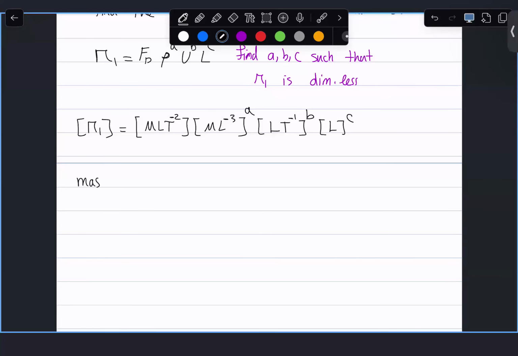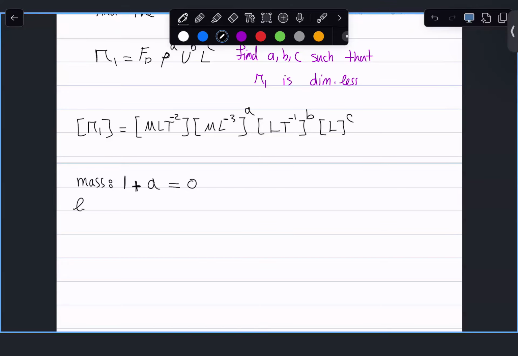So now you basically just count how many masses you have. Can someone tell me how many masses we have? Give me the exponent, like add them. So first we have one mass here plus A, exactly. Any other masses? There's no mass here, there's no mass here. So this has to be equal to 0. We want this to be dimensionless. There should be no mass. Okay, so that's one equation.